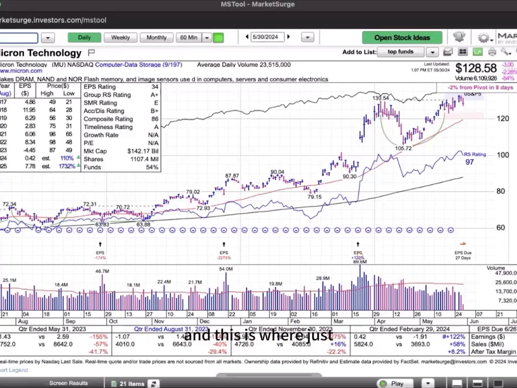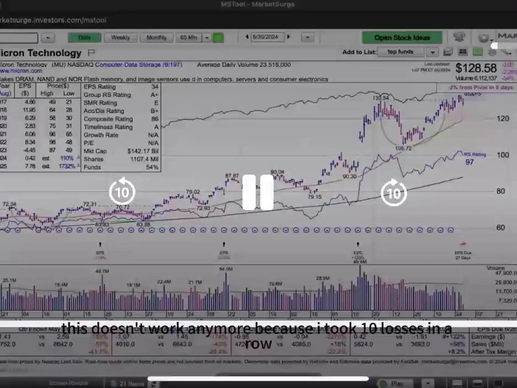And this is where if you can't stick to your plan, you're never going to be able to be successful in anything you do, because you won't be able to hang in there. The reason most people don't make it in this business is lack of discipline first and lack of staying power second. Meaning they might be disciplined for a week or a month, but then they can't consistently apply the discipline over months and years, and then of course that leads to style drift and a whole bunch of other things. Well, this doesn't work anymore because I took 10 losses in a row.